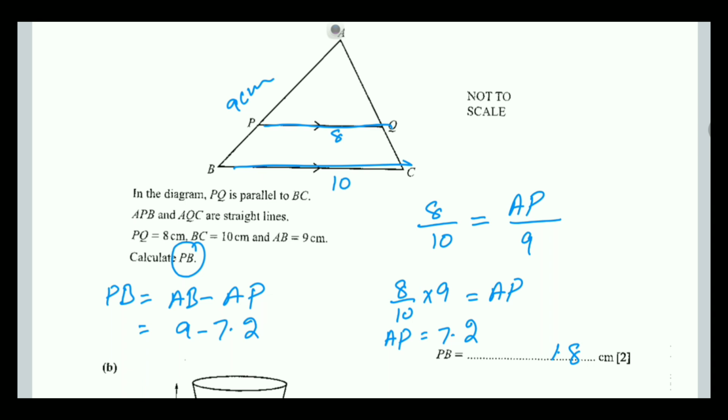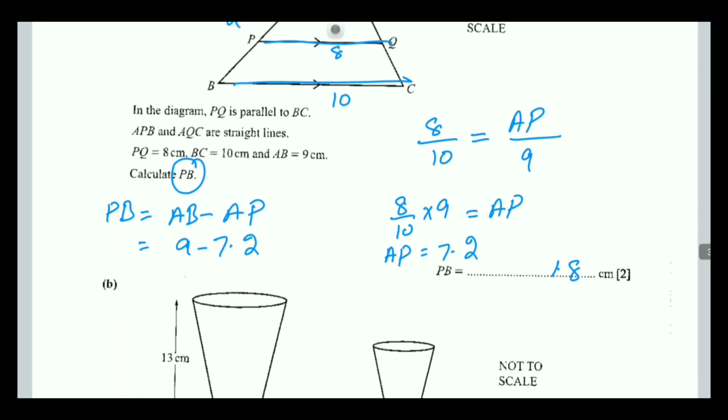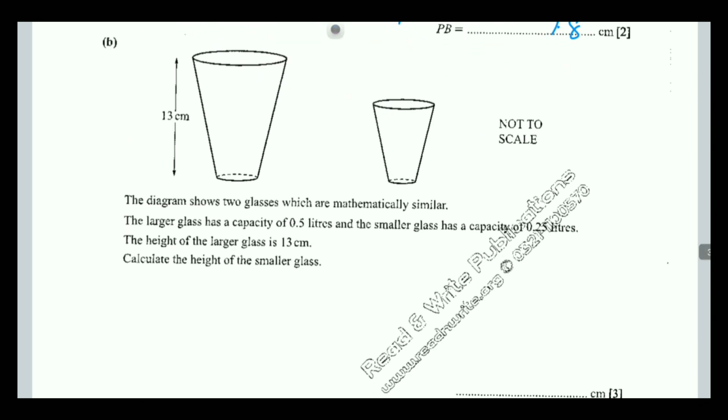So same method you have to use: the ratio of corresponding sides, and after that you will find one side of the smaller triangle, and then you will subtract smaller from bigger side and you will get the final answer. Part B, mathematically similar. These shapes are mathematically similar.